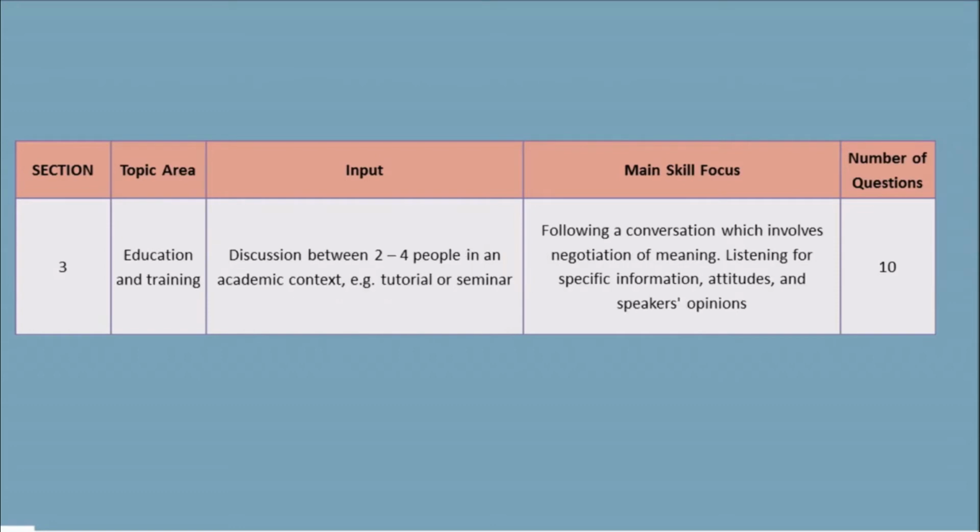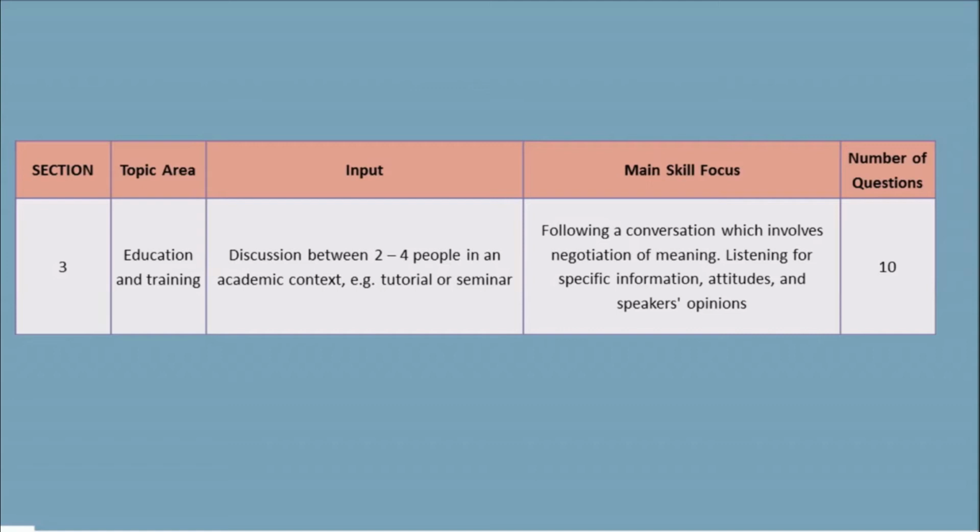Sections 3 and 4 focus on the types of academic situations likely to be encountered by students following a training or a study course in an English-speaking country, including lectures, tutorials, seminars, and discussions with other students on academic matters. Here, the student must be able to identify key points as well as details, and also to cope with the negotiation of meaning and follow a line of academic argument.